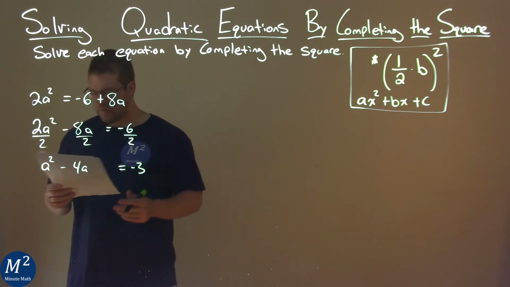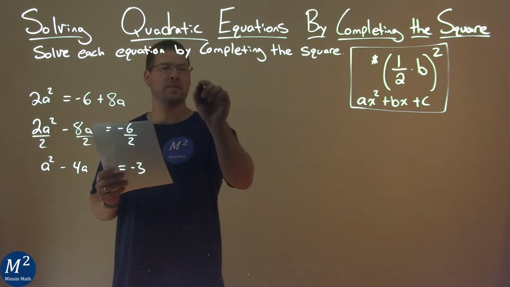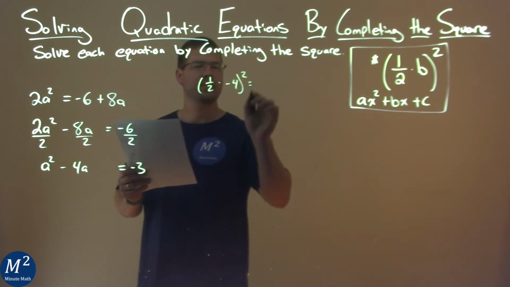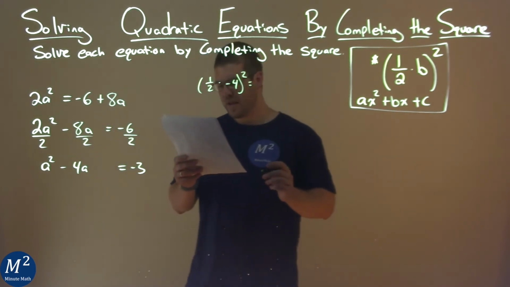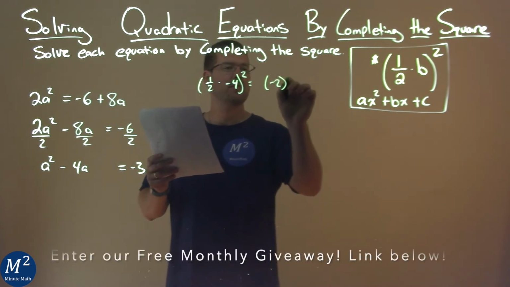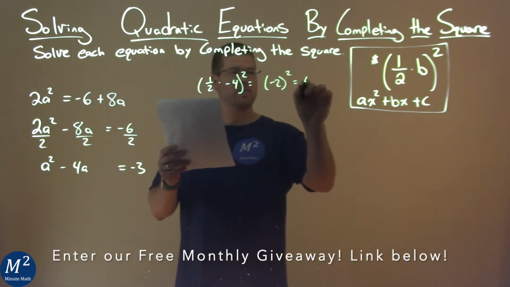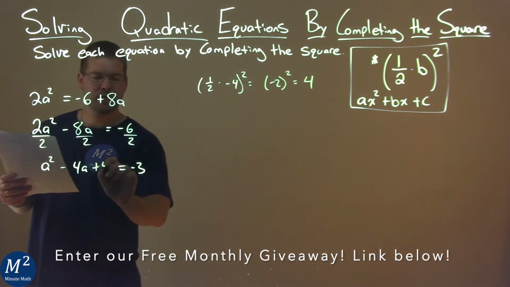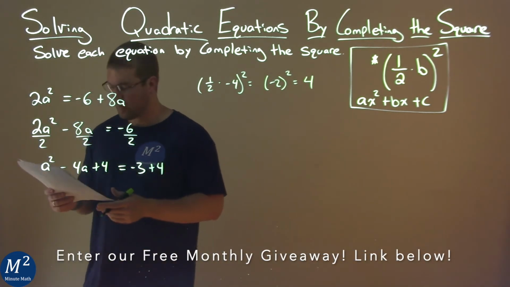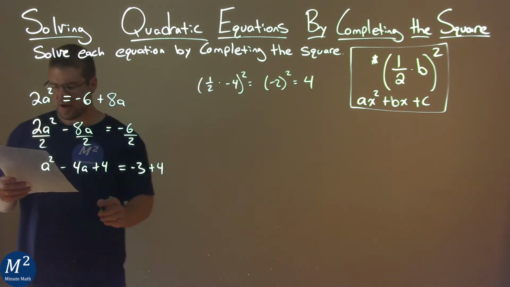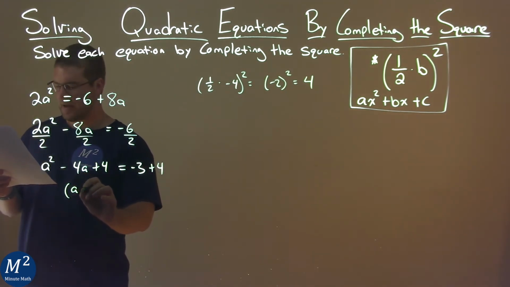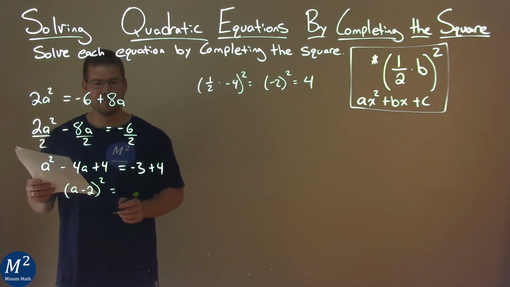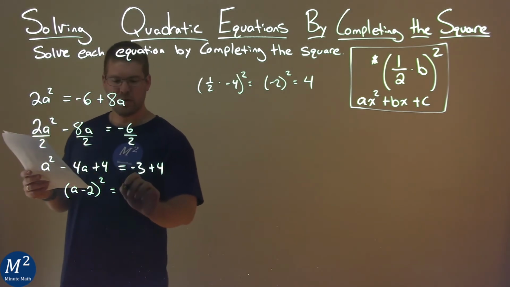I now look at my b value, which is negative 4. I use my formula, 1/2 times negative 4, all squared. Well, 1/2 times negative 4 is negative 2. We square that, and we get a positive 4 here. So I'm going to take that 4 and add it to both sides of the equation. The left-hand side now is a perfect square, (a minus 2) squared. And the right-hand side, well, negative 3 plus 4 is a positive 1.